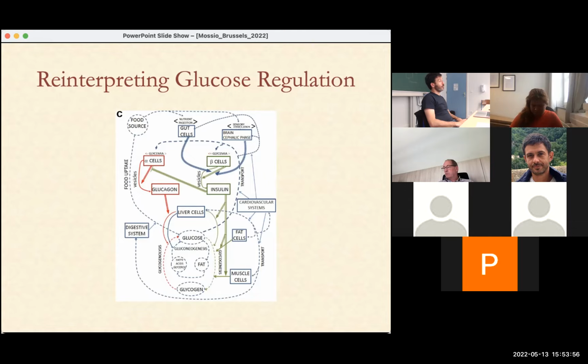Yeah. And also, you see, there are developmental processes that involve cell death.